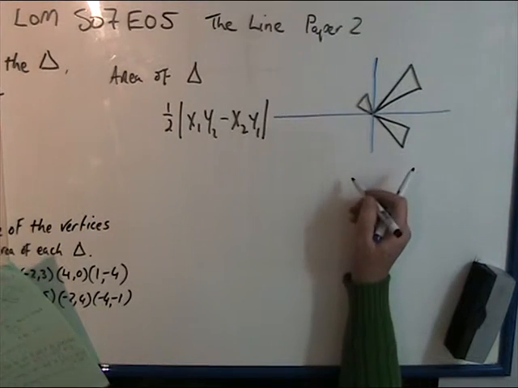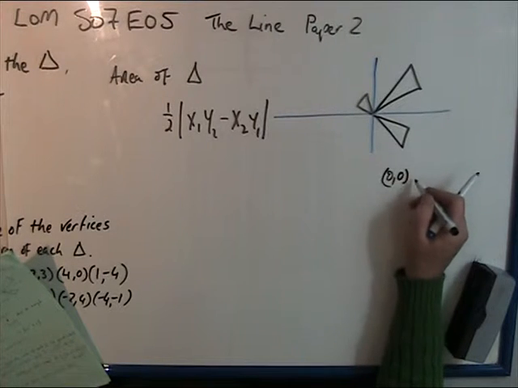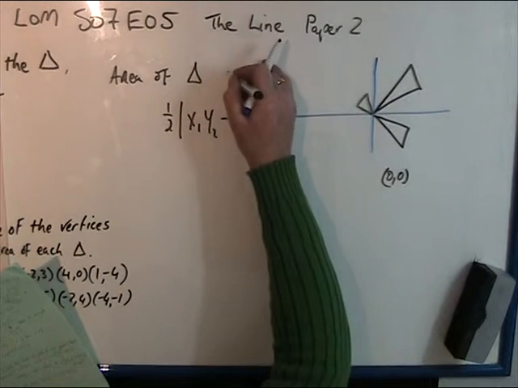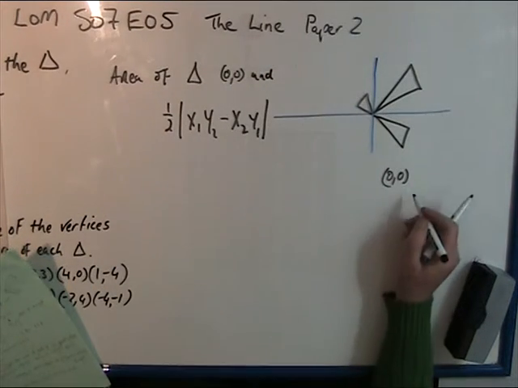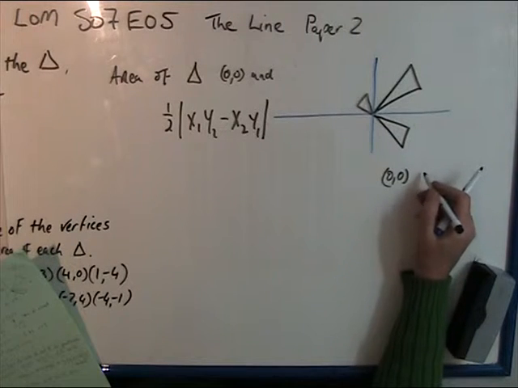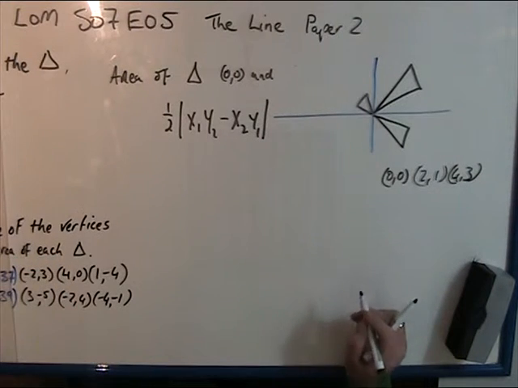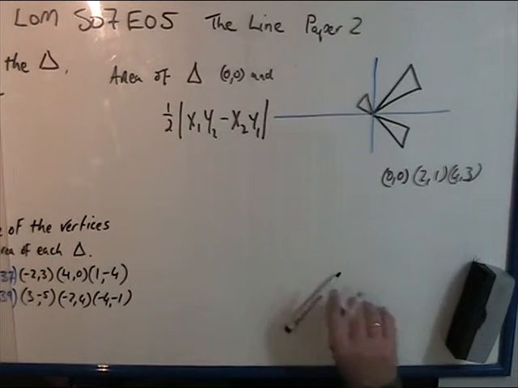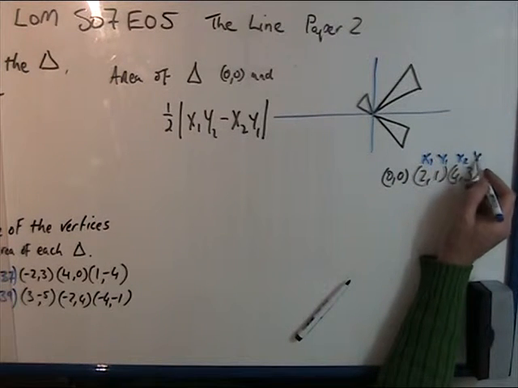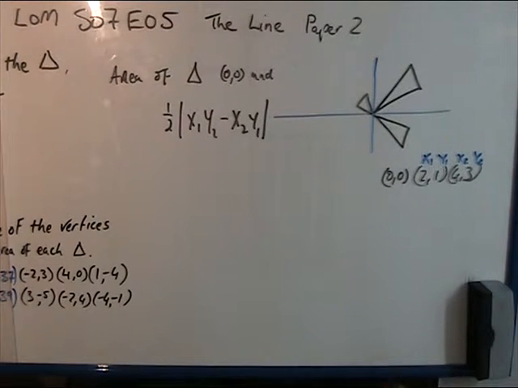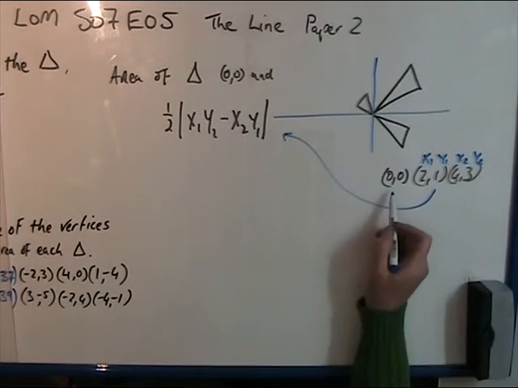So say one of the vertices is 0, 0. It says find the area of a triangle where one of the vertices is 0, 0, and the rest of the points are 2, 1, and 4, 3. So now you don't have any problems here, you don't have to translate, you just have to label your points x1, y1, x2, y2. And you slot them into the formula, not including 0, 0.